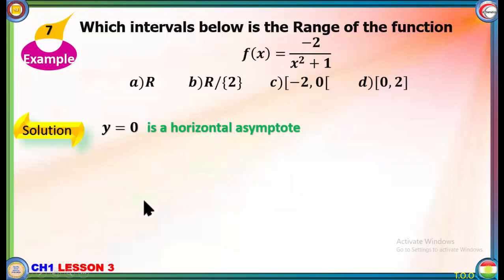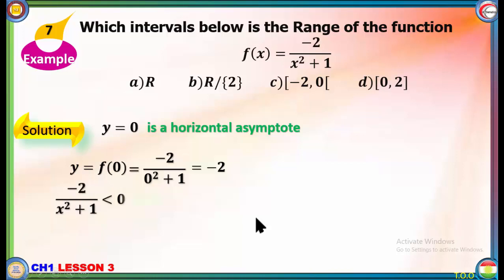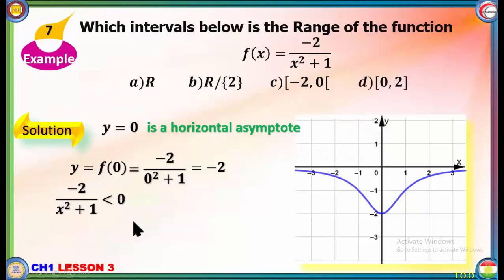And now find another value of y by replacing x with 0. y = f(0) = -2 over 0 squared plus 1, which is equal to -2. Then the range is from -2 to 0, because this function is always a negative function. Therefore, the range is from -2 to 0, open at 0.